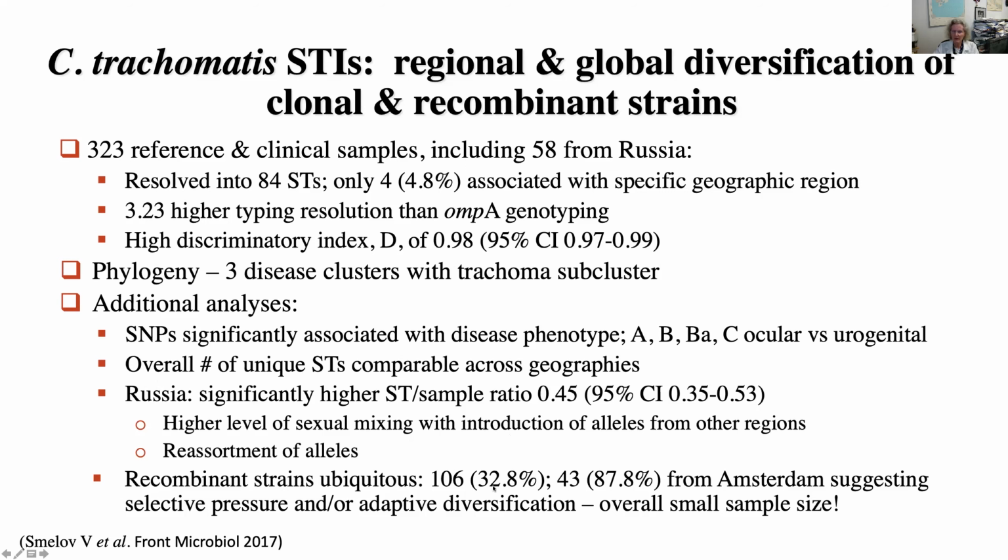And we also found that almost 33% of our samples were recombinants, and the majority of these were from Amsterdam, suggesting selective pressure or adaptive diversification. But of course, the sample size is small. We wish that we had thousands of samples that we could have looked at, but that's what we found from this particular data set.